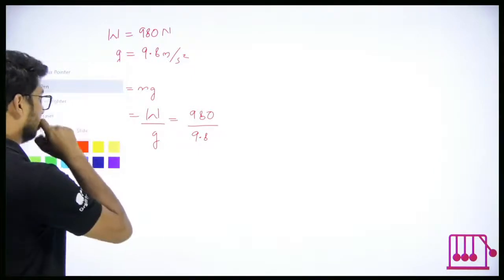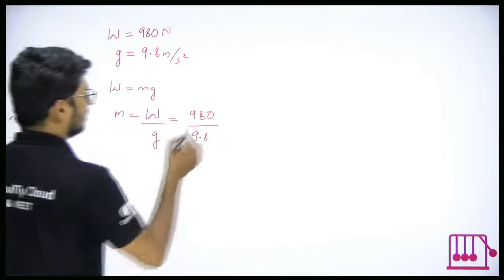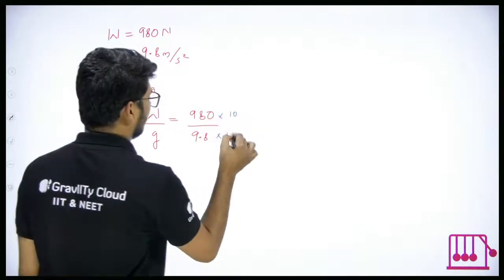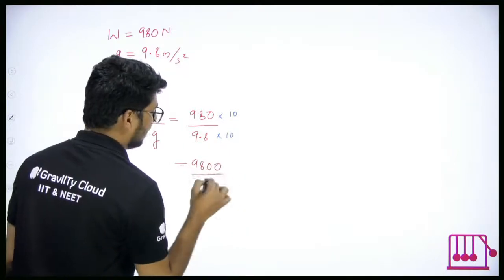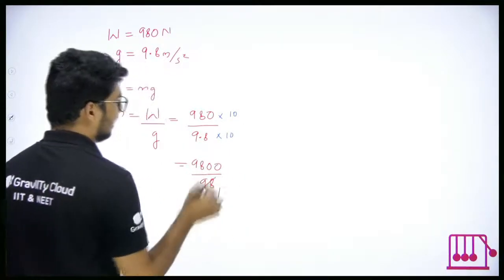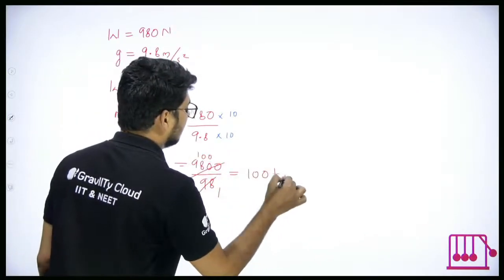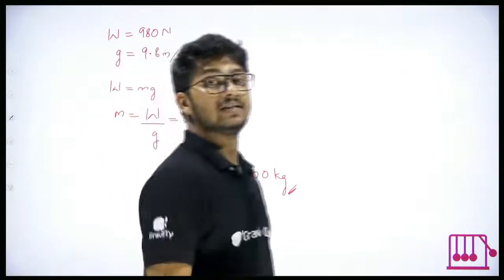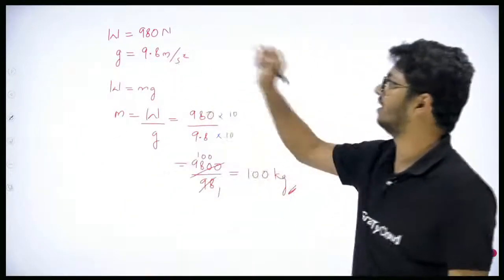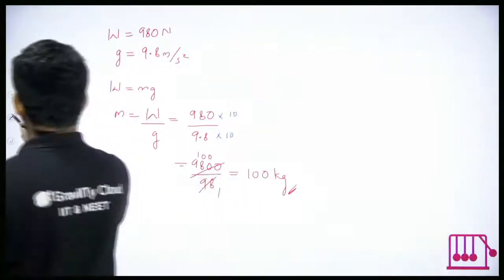Yes? Right. What is that going to be? You can just multiply with 10 on the numerator and the denominator. What is that going to be? It becomes 9800 by 98. And when you divide by 98, 98 ones are 98, 98 hundreds are 9800. So the answer is 100 kilograms. We are talking about mass. The SI unit is kilogram, and we have taken the quantities in SI units. Clear?